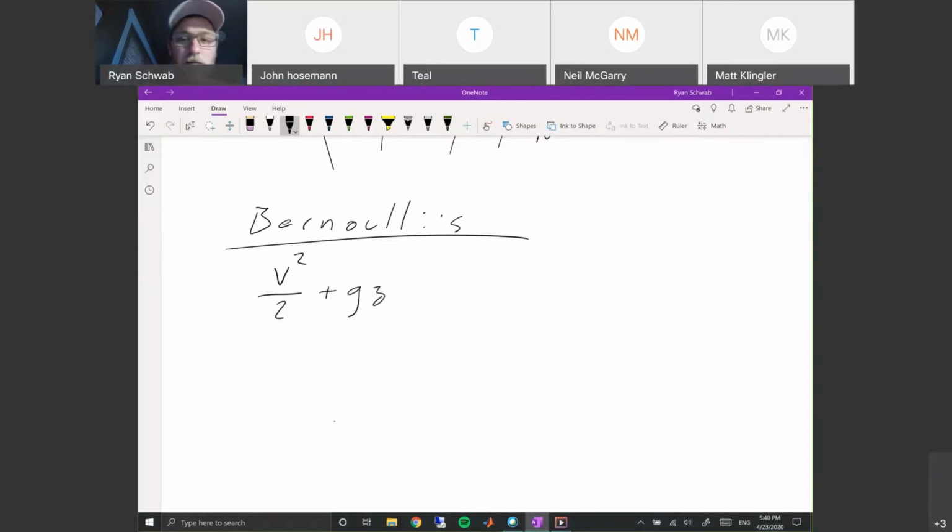And it all results in this equation that's basically, out in front here we have our velocity, which is squared. That's the velocity of the air, or in our case, our wing velocity, which makes up that velocity of the air. We have gravity times our height.